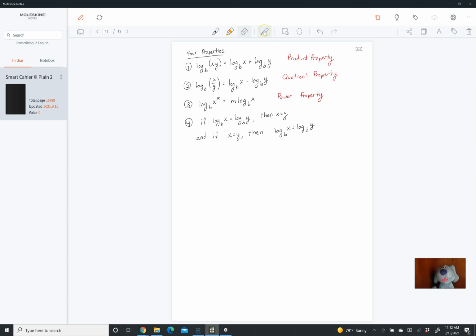Okay, so let's just do some quick proofs. We'll just prove two of them. Okay, we're going to prove the product property. The proof for the quotient property is pretty much exactly the same. Wherever you see multiplication here, you would just use division instead. And wherever you see addition here, you would just use subtraction instead for the quotient property. So that's why I don't feel a need to prove both of them. So proof of the product property.